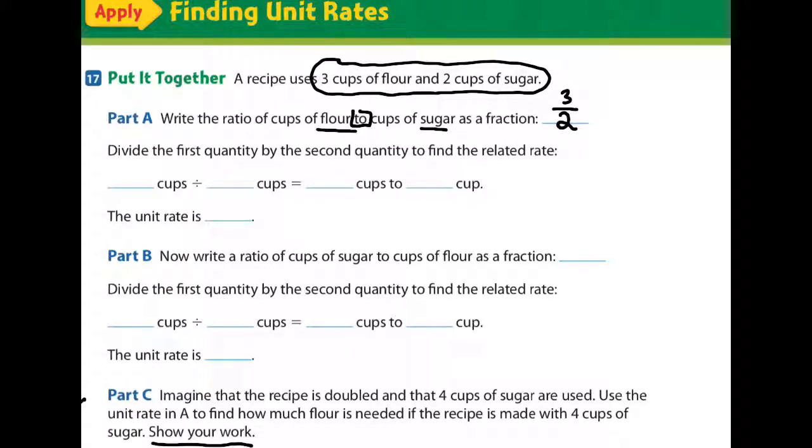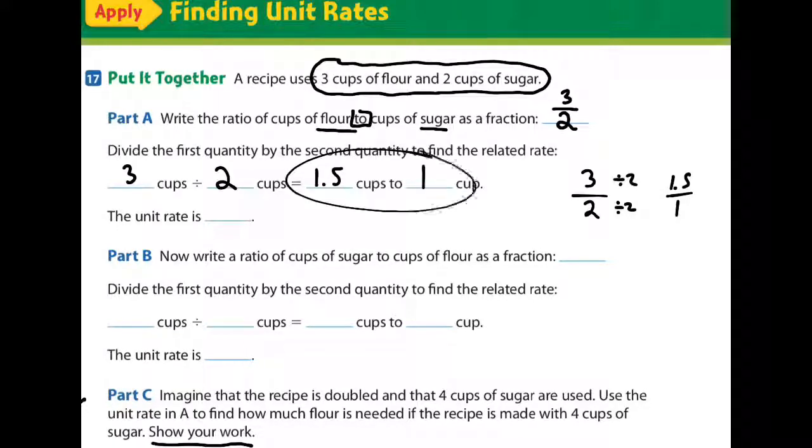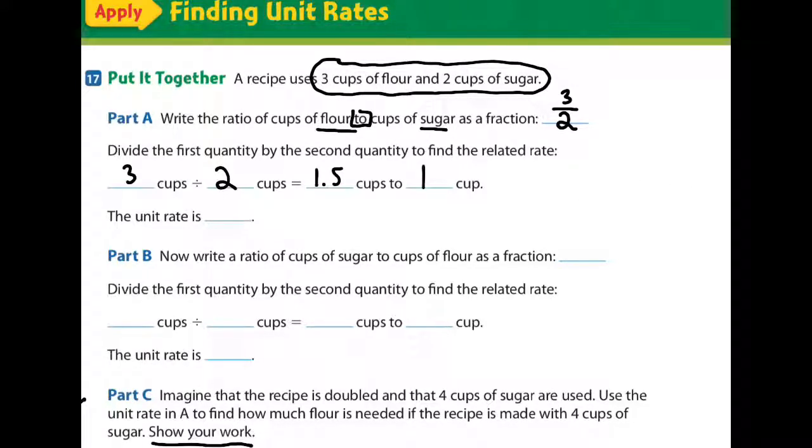Now, the second part says divide the first quantity by the second quantity to find the related rate. So here's what they're saying. Divide the first quantity, which is 3, by the second. Remember, the first one is 3, the second one is 2, to find the related rate. And that equals 3 divided by 2 is 1.5. So it's 1.5 cups to 1 cup. So basically all they did is they took 3 to 2, they divided by 2 to get 1.5 to 1, which I wrote down here. All right, so that's all they did. Remember, you can pause at any time to make corrections. All right, and then it says the unit rate is, remember, the unit rate is the number that's with the 1. 1.5, and I'm just going to say cups.